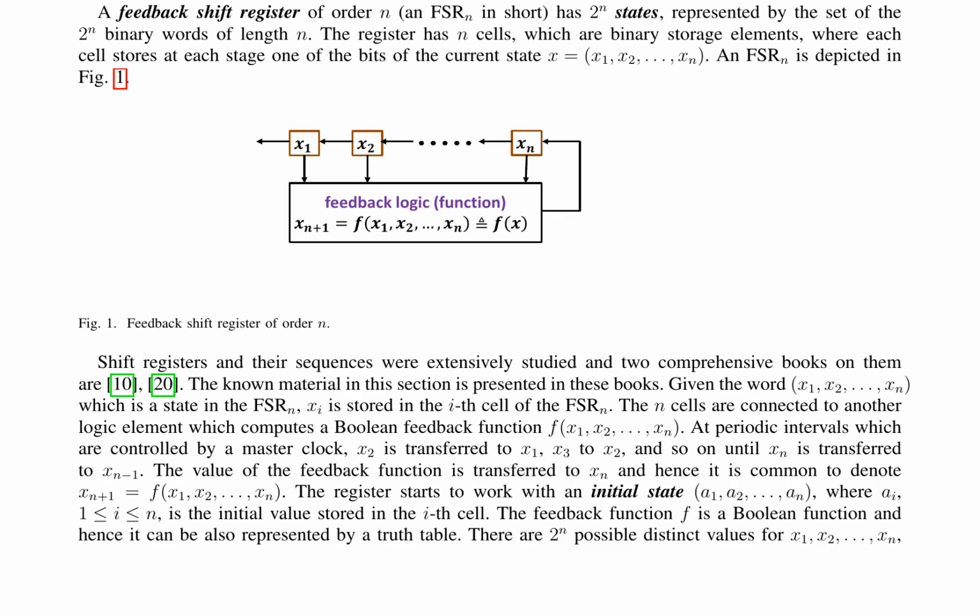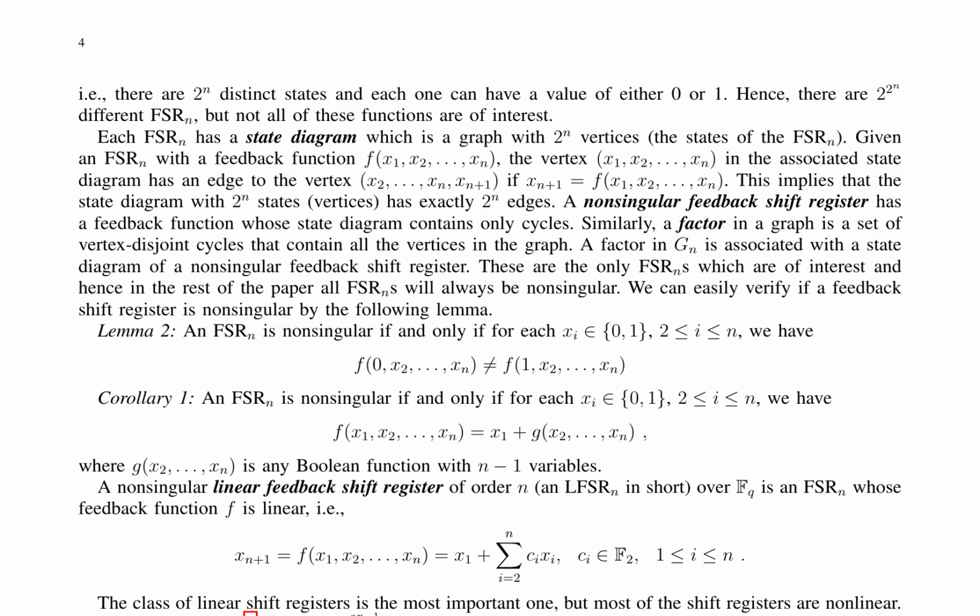These concepts will be generalized to two-dimensional setups and used in the construction of de Bruijn array codes in subsequent sections, enabling the development of novel coding schemes and applications. Feedback shift registers, FSRs, are considered, where each FSR of order n has 2^n distinct states, each with a value of either 0 or 1, resulting in 2^(2^n) different FSRs. However, not all of these functions are of interest.